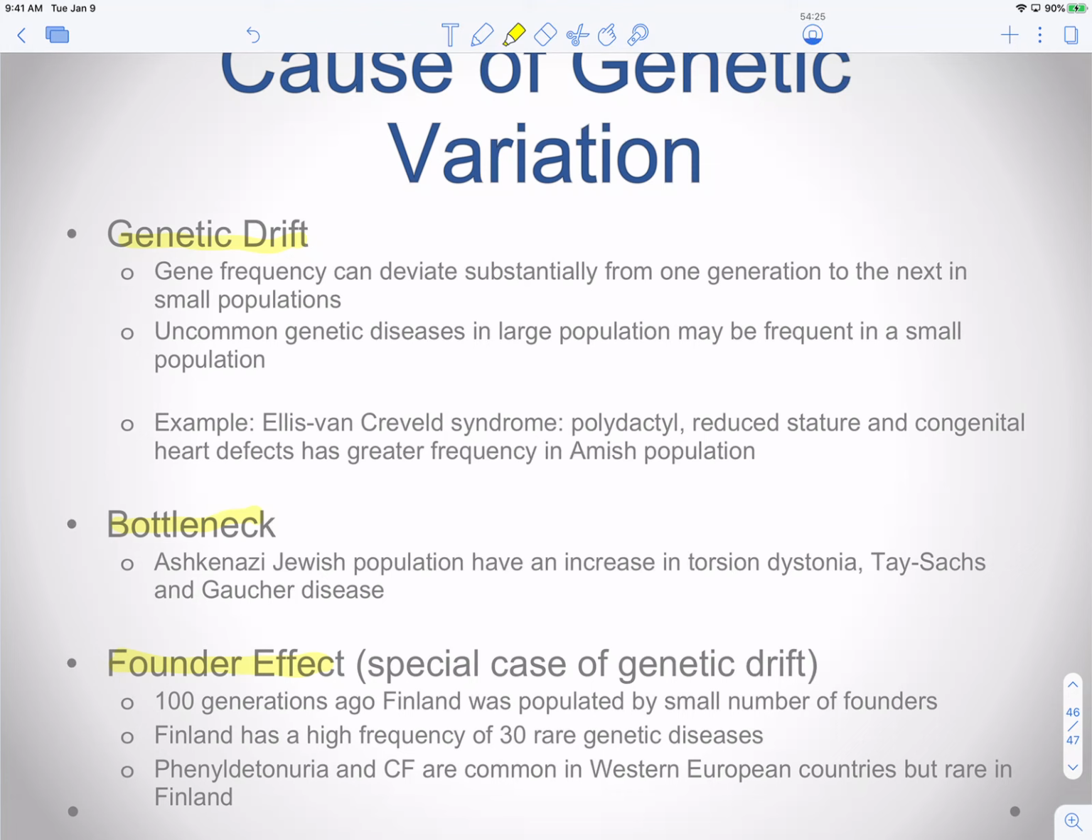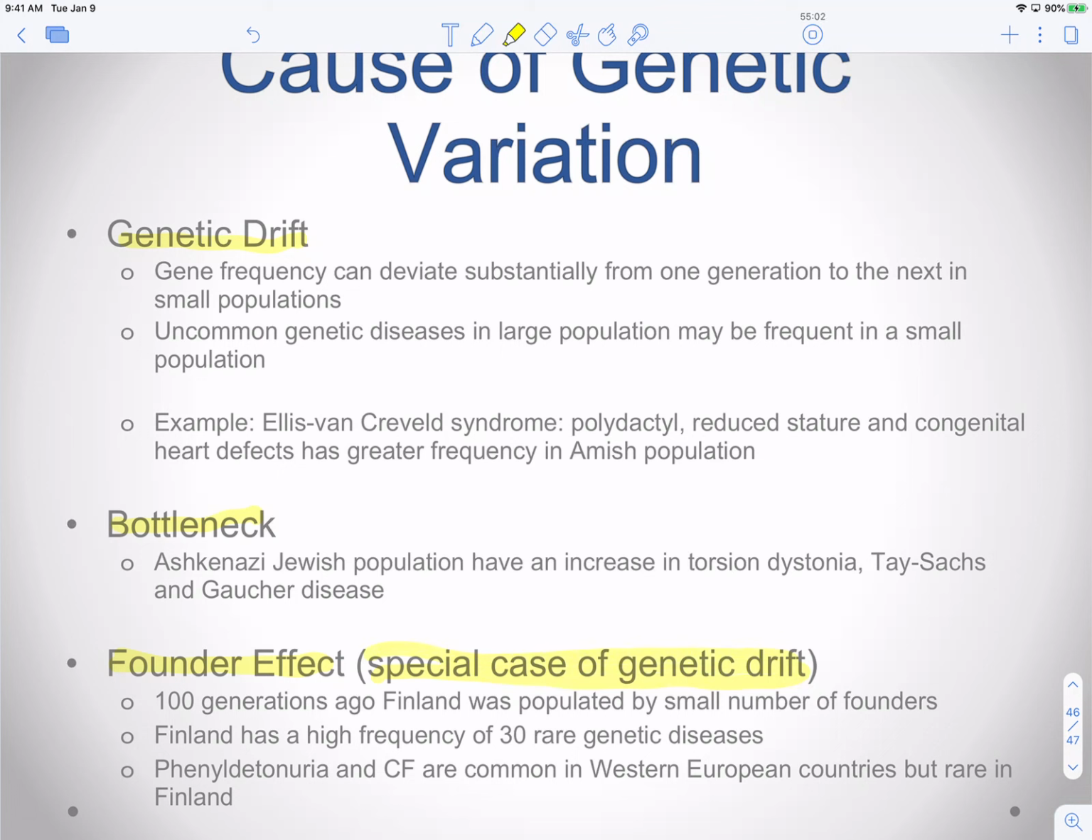Bottleneck is also where you have a group of individuals that are going to have inter-family relationships, and so the genes get bottlenecked in such a way that especially autosomal recessive traits have an increased frequency. So Tay-Sachs, Gaucher's disease, and torsion dystonia are all going to be bottlenecked in Jewish populations. There's also the founder effect. This is a special case of genetic drift.